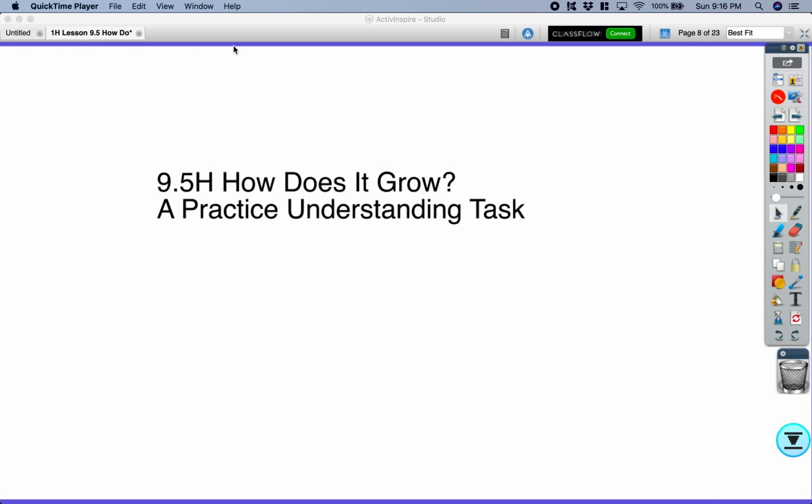Today what we're going to be doing is looking at the 9.5 task, so go ahead and take that out. We're going to jump right into the task, so feel free to skip the warm-up. The first thing we're going to be doing is practicing the difference between identifying linear, exponential, and quadratics. So let's go ahead and look at this.